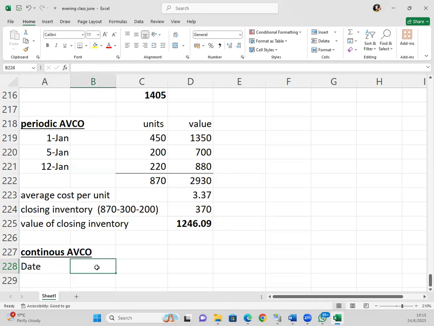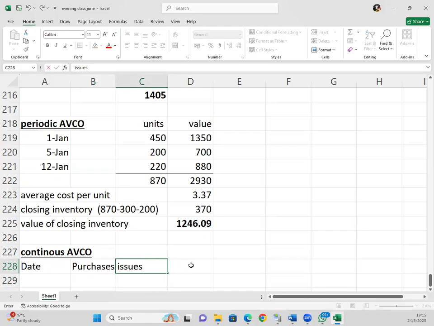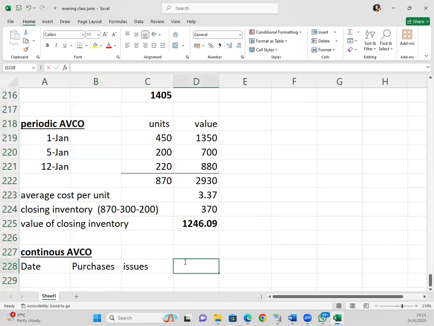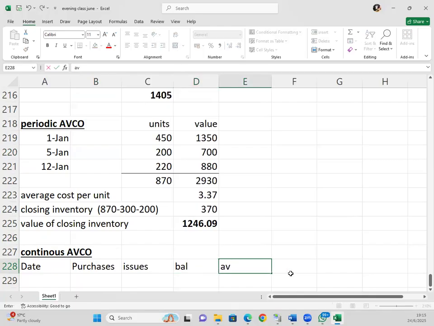So date, then we have purchases, then we have issues. Then we have balance, average, then balance.